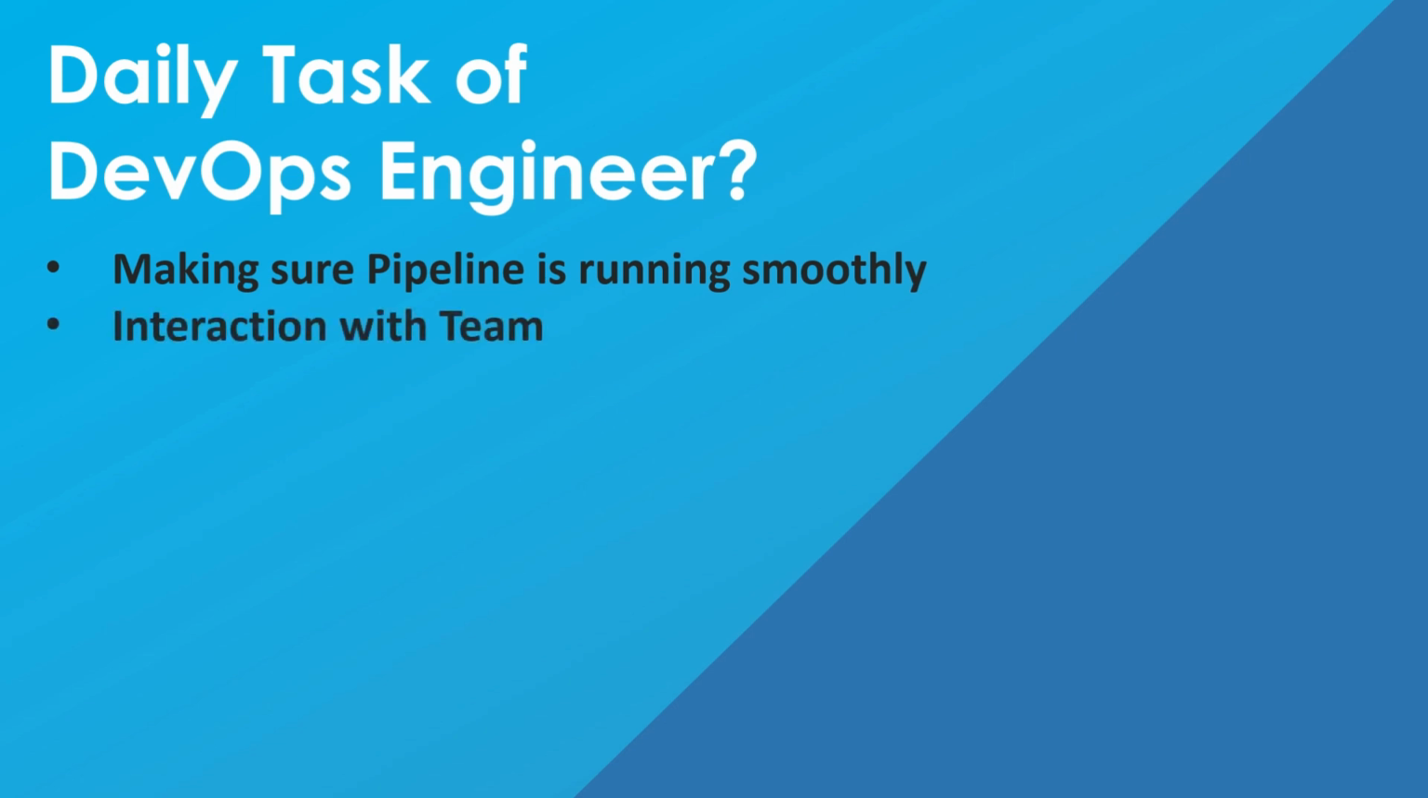Then the second point here is interaction with teams. Coordination and collaboration are key to the success of a DevOps engineer. So daily interaction with the DevOps and QA team, program managers, IT teams, and other stakeholders is always required.